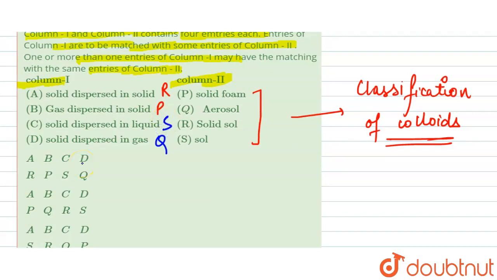So let's see our options. For the first, it is given R P S Q. So this is our correct answer, that is option number 1.